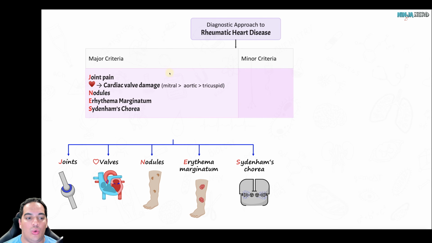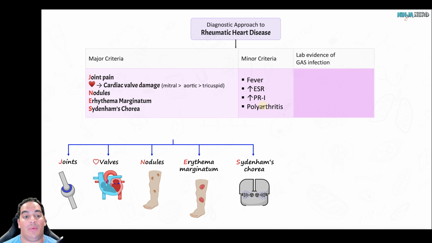If they don't have two of these, maybe they only have one of these, then you come over here to the minor criteria. Is there suggestion of fever, an increased erythrocyte sedimentation rate, an increased PR interval, or polyarthritis? If there's one of these and at least two of these, then we can potentially say that the patient has what? Rheumatic heart disease.